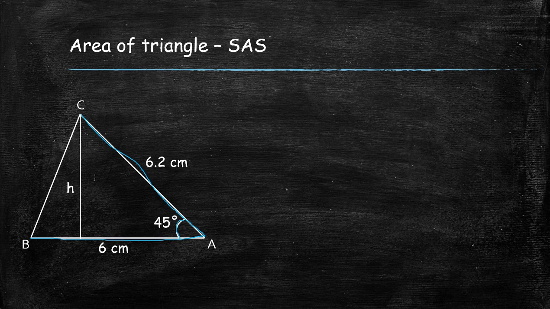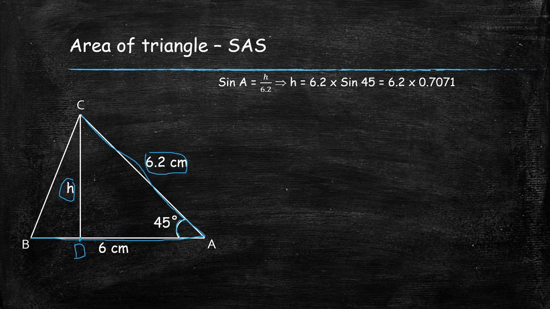Now we draw the height, the perpendicular from vertex C to side BA. Sine of angle A is the opposite side, which is H upon 6.2 centimeter. So here we are just considering triangle ACD. D, the point here, is the intersection point of the perpendicular H to the side BA. We are considering triangle ACD, where the sine of angle A, 45 degrees, is H, the opposite side, by the hypotenuse, 6.2 centimeter.